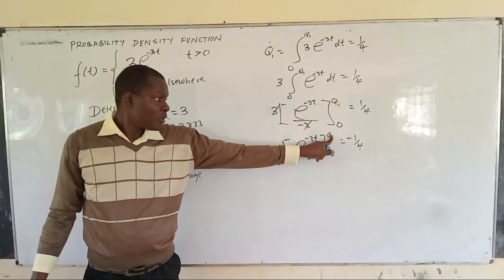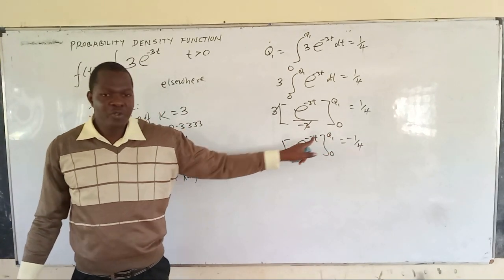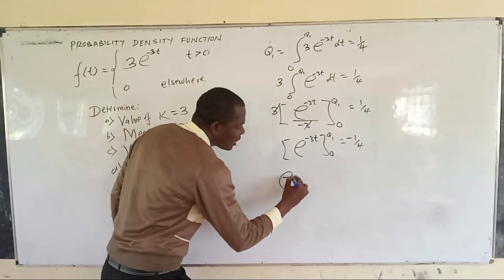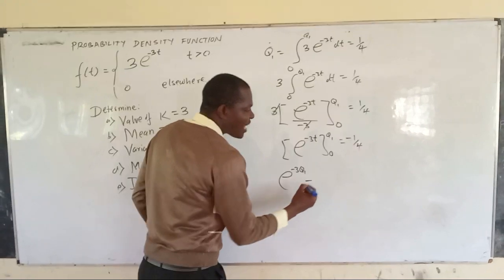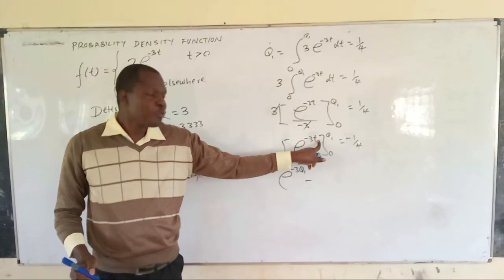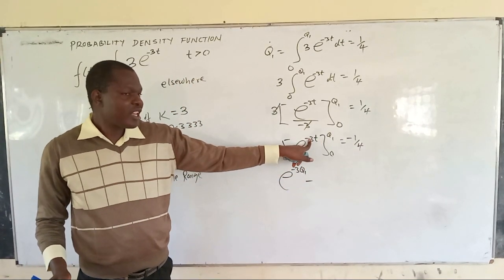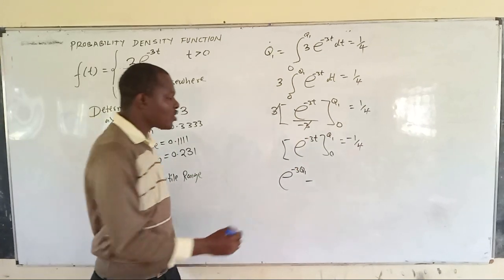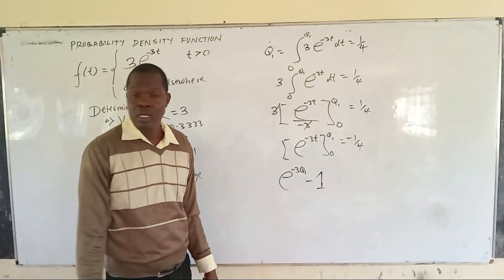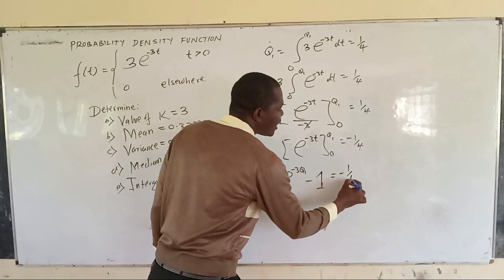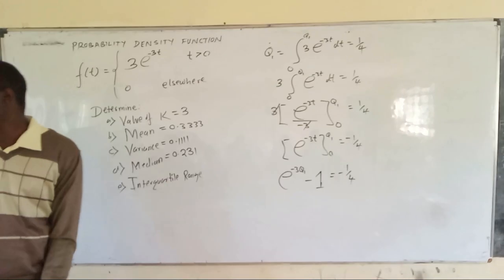So substitute the upper limit. Where there is t, if you put Q1, what do you get? Exponential negative 3Q1. Then it is minus the lower limit. Where there is t, you put 0. 0 will take everything to 0. So exponential raised to power 0 is what? Is 1. Anything raised to power 0 is 1. To be equal to negative a quarter.